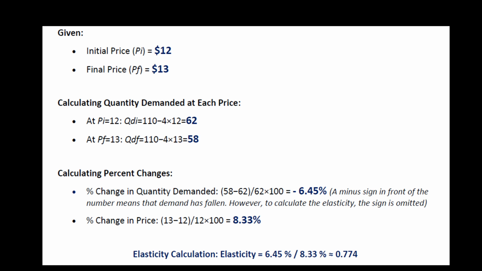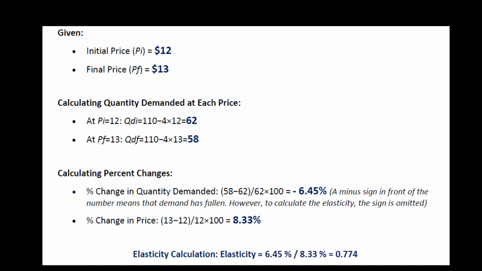So remember that the initial price, P1 or PI, where I stands for initial, was $12. As for the final price, PF, you can use the P2 abbreviation, it's up to you, it is $13. So the price has risen from $12 to $13 by $1. In order to calculate the quantity demanded for each price, we just have to insert these numbers instead of P in the equation of QD.